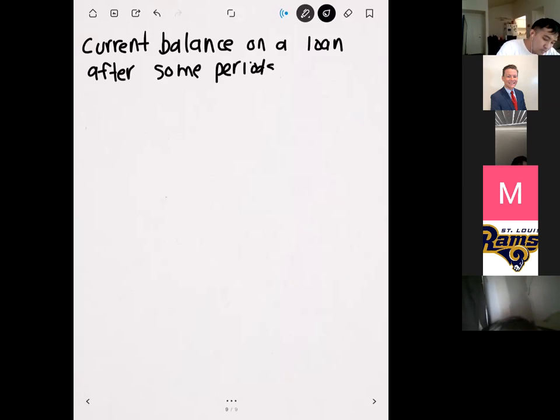Is this separate from the example? Wait, say again? Is this separate from the example? Yeah, this is separate from the example.